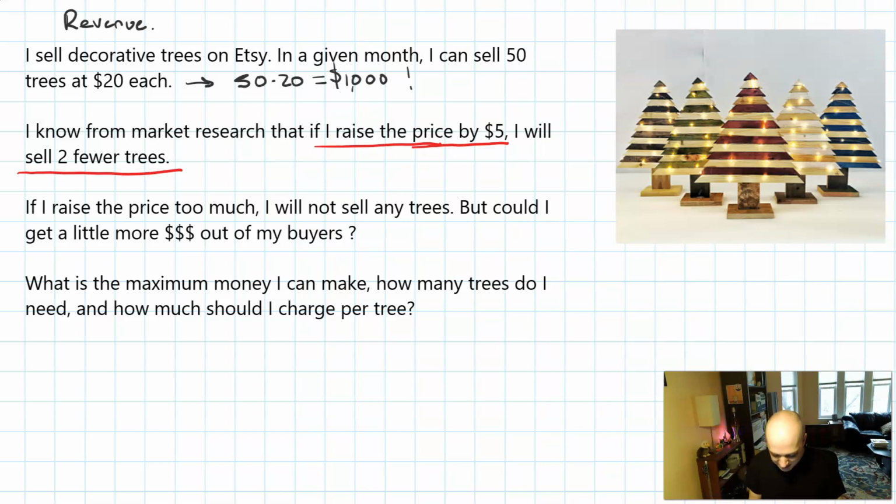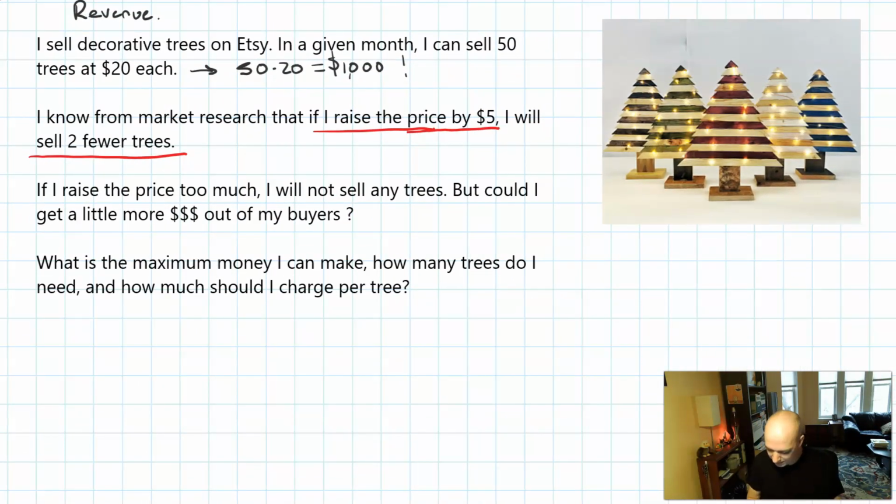This is just from a survey of tree purchasers. I know that if I raise the price by too much, I would not sell any trees, right? If I raise the price by $100, then I would sell 50 times that fewer trees, and I'd sell no trees, right? That'd give me no dollars. So that's probably not it. But what I want to know is what the maximum amount of money I can make is. How many trees do I need to sell? How much should I charge per tree? And how much money will I make if I do this plan?